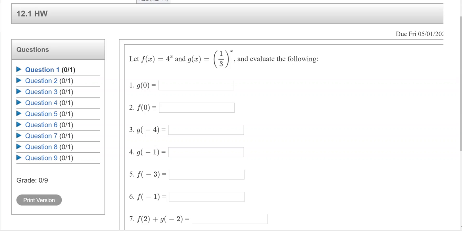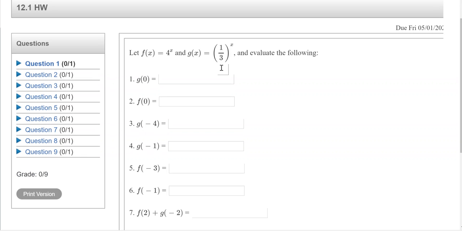In this video, we will talk about how to do question 1 in homework 12.1. The directions are to let f of x be 4 to the x and g of x be 1/3 to the x, and we're asked to evaluate the following. And we're going to do some, but not all of these on a separate piece of paper.